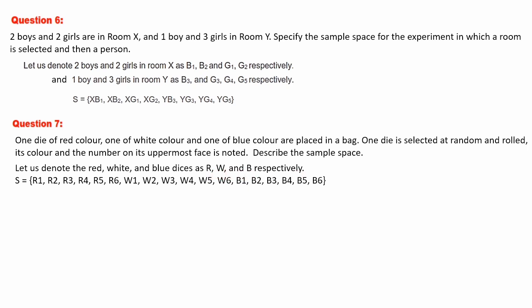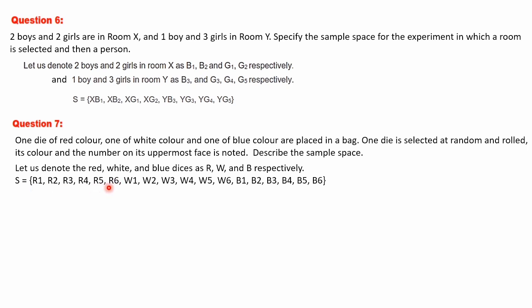A red ball can be represented by R, white by W, and blue by B. So here S is equal to red. If you get a red die, there are 6 chances because it is marked with faces 1 to 6. So R1, R2, R3, R4, R5, R6. So the chances for the red die are over.